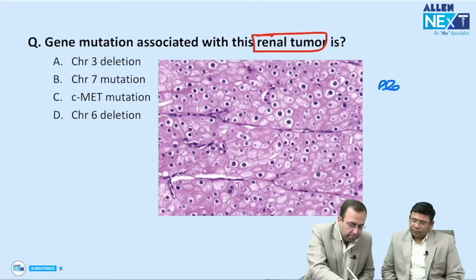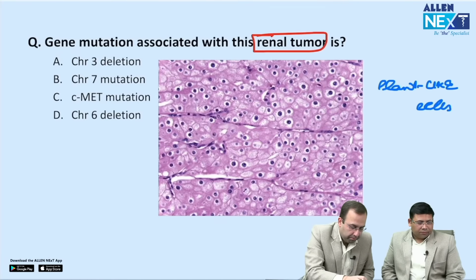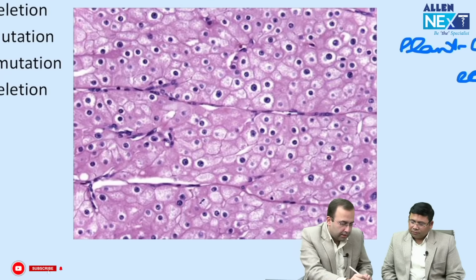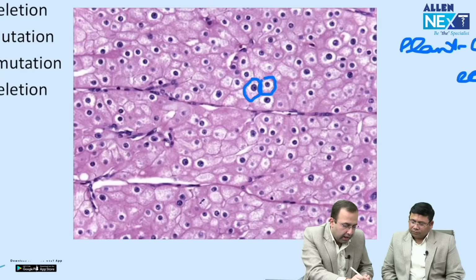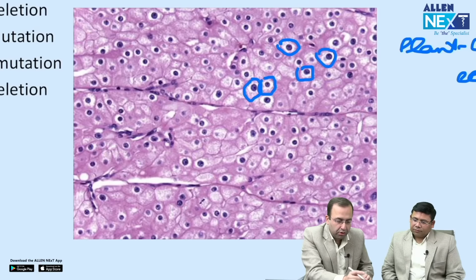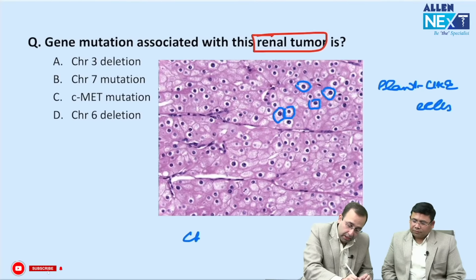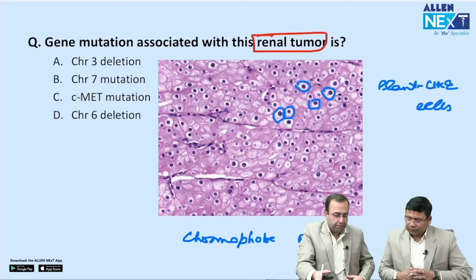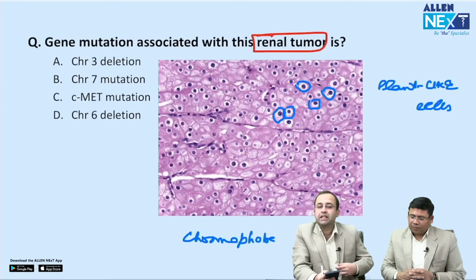This shows the presence of plant-like cells. That is, you are beautifully able to make out clear cellular borders. The cellular borders are clear with a central nucleus and perinuclear clearing. This is the classical image of chromophobe RCC. Again, a very, very important image, chromophobe RCC, which is associated with, answer, kids, chromosome 6 deletions.